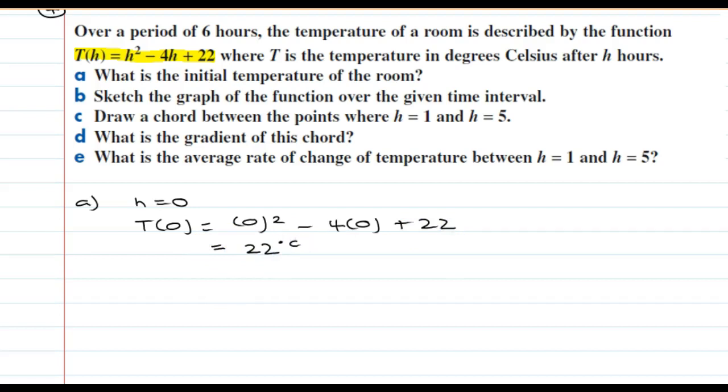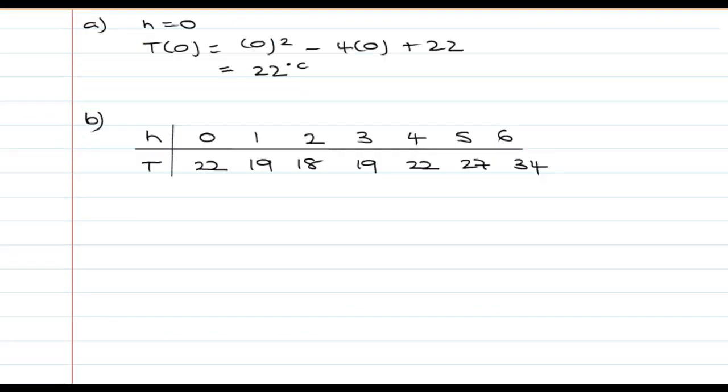Okay, part B says sketch the graph of the function over the given time interval. So in order to do that, I need some values. So I'm going to substitute h equals 1 into this formula, h equals 2, h equals 3, and I'm going to go all the way up to h equals 6. So I've got a table of values so I can plot the graph. So I'll do that now. Okay, so there's my table of values. Now on part C it says draw a chord between the points h equals 1 and h equals 5. So once I've sketched the graph, I'll be looking at the point here, h equals 1 and h equals 5.